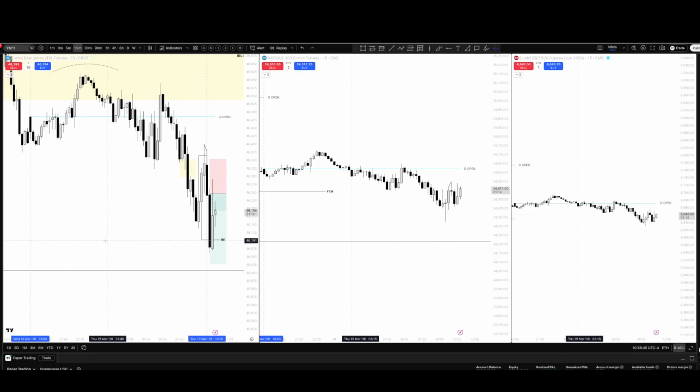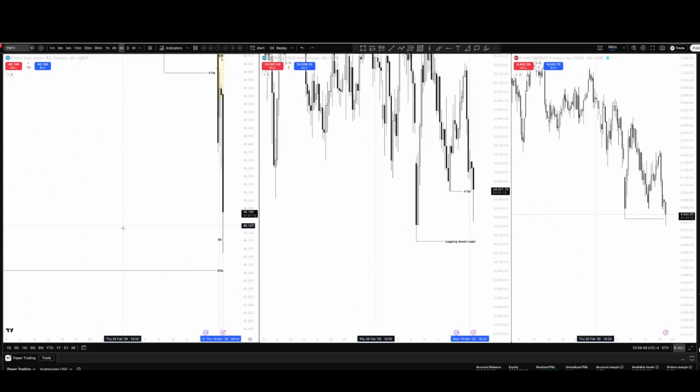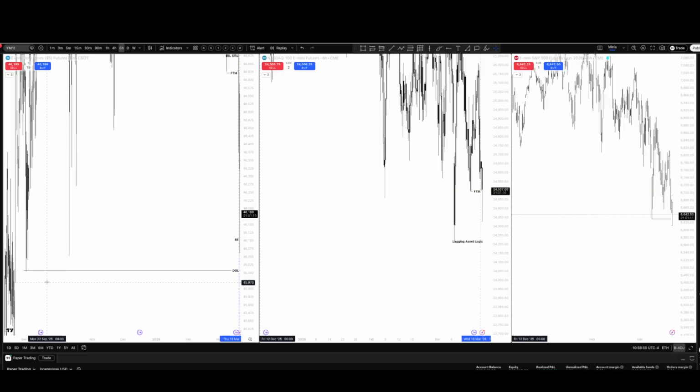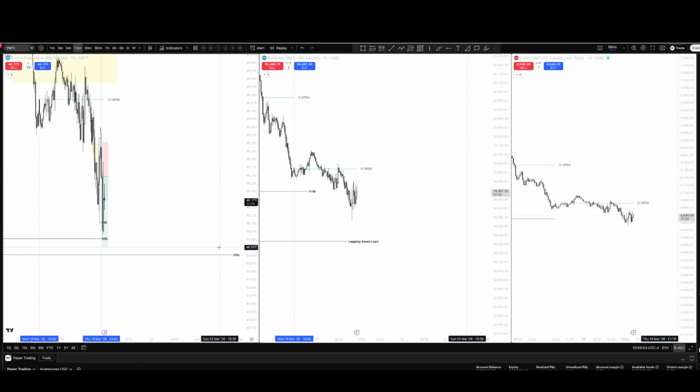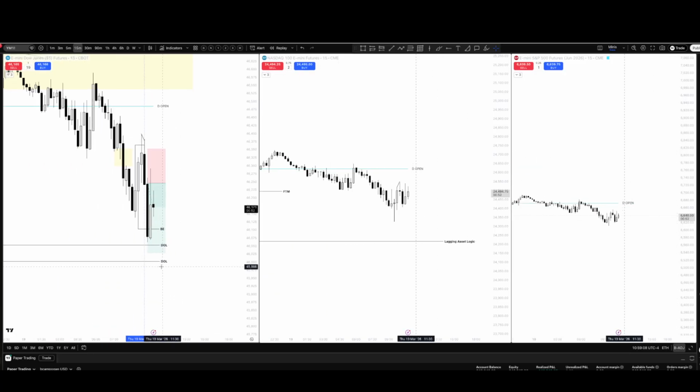You don't want to see a deep retracement. It also missed this first weekly low. Right, so it missed this first weekly low as well. So with this being said, that's not good price action at that point, right? It's just chop.